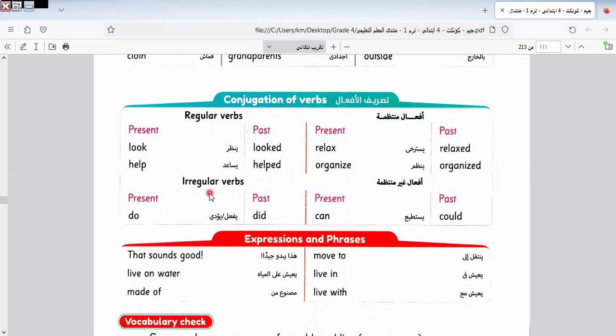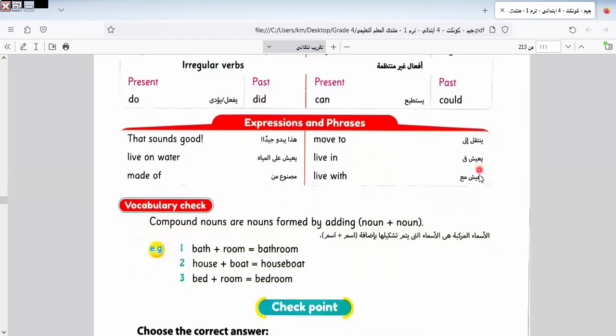Okay, as we told you, some of you say, Miss Iman, where do we keep these verbs? In extra books and in textbooks. If you see it in any book, you can find it. It's not difficult to keep it. Okay, here is do, did, can, could. Here we have looked, adding ed; help, adding ed; relaxed, adding ed; organized, adding ed.